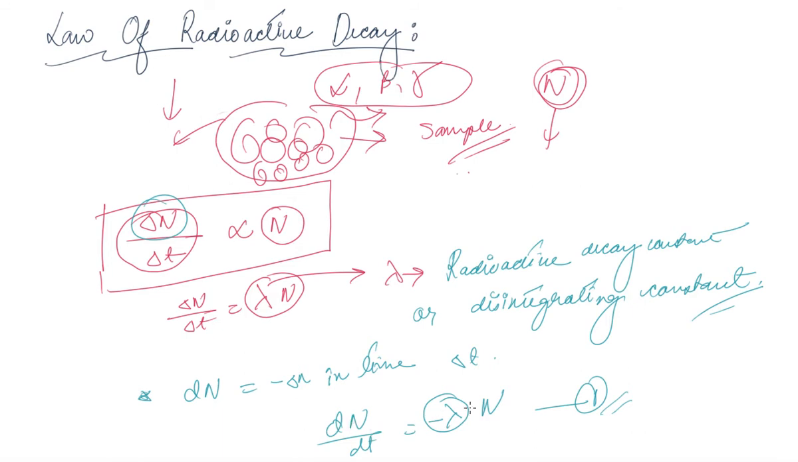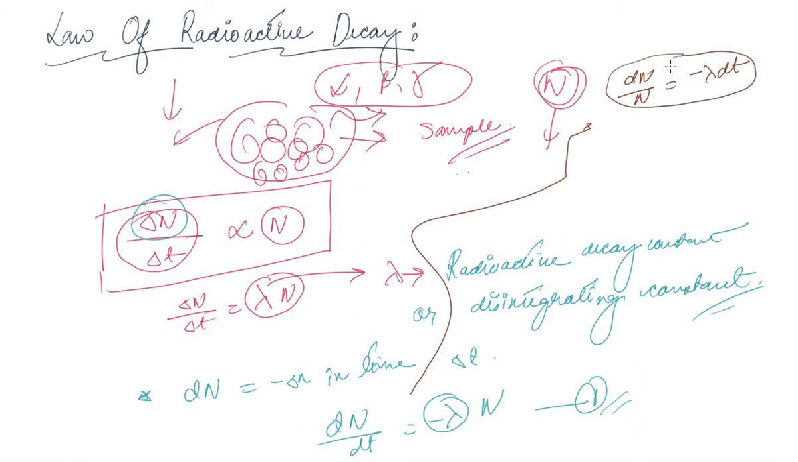Now if I take N over here, let me do the calculation at this part. Please have a look. Now dN upon N is equal to minus lambda dt. This is a slight modification that we did. Now if I integrate both sides, the limits will be from the initial amount N naught to the final amount N, and the time will be from our initial time t naught to the final time t.